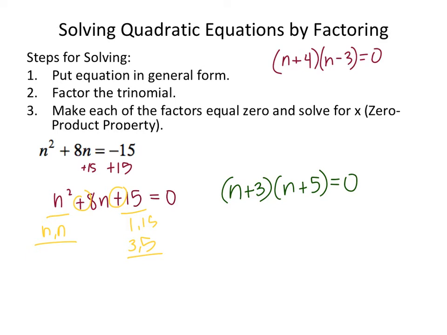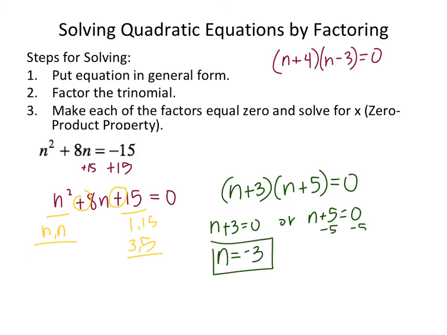I'll equate each of these to 0. So this is my third step now. So n plus 3 equals 0, or n plus 5 is equal to 0. From there, minus 3, n equals negative 3, or minus 5, n equals negative 5.